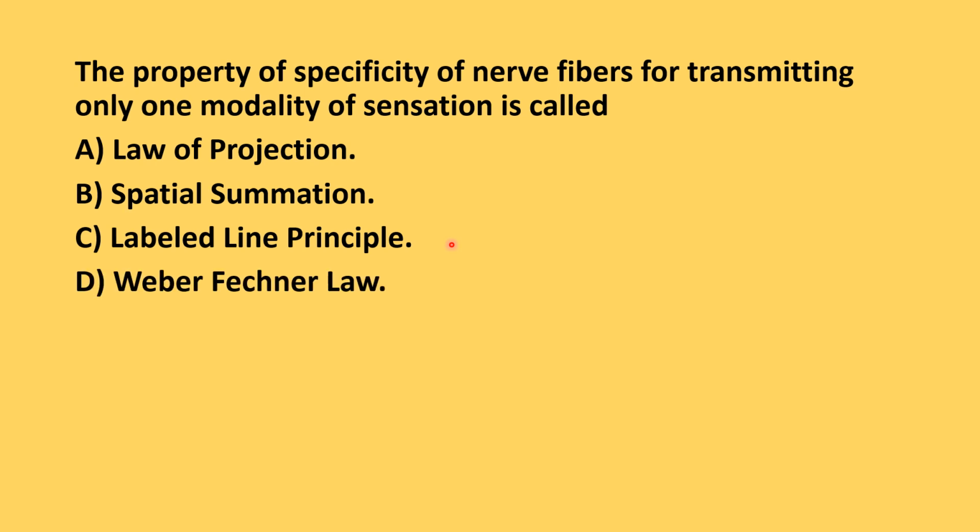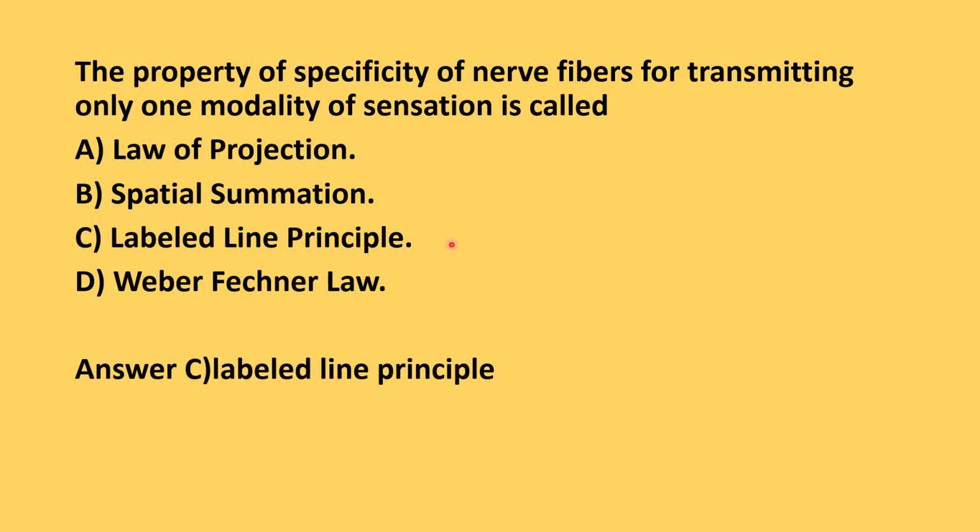Option D is Weber-Fechner's law. Weber-Fechner's law is that the magnitude of sensation is directly proportional to the log of the intensity of the stimulus. That means depending on how much stimulus you give, the magnitude of the sensation is felt accordingly. That is Weber-Fechner's law.